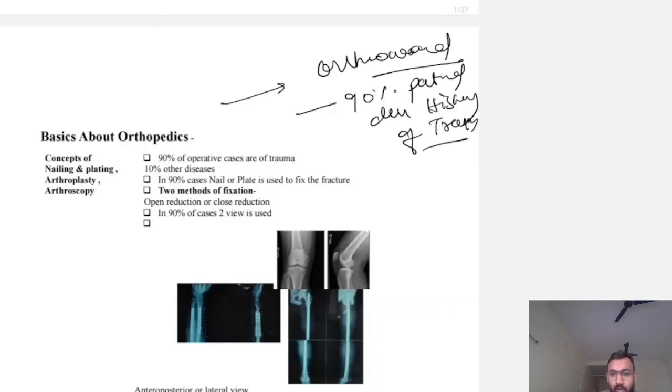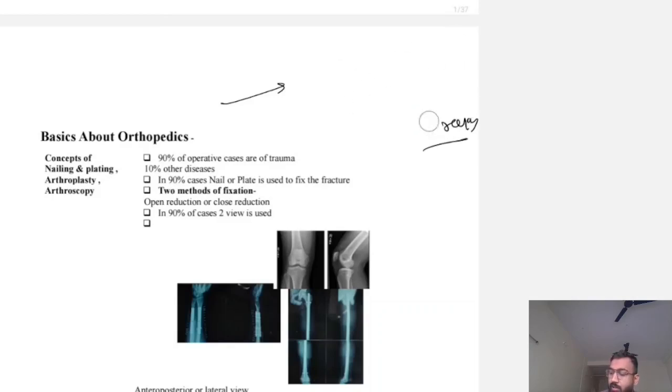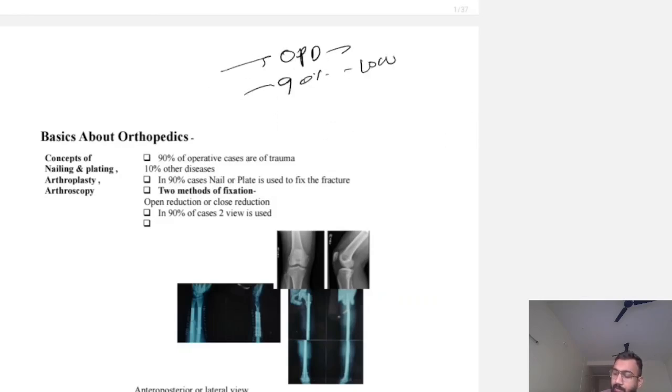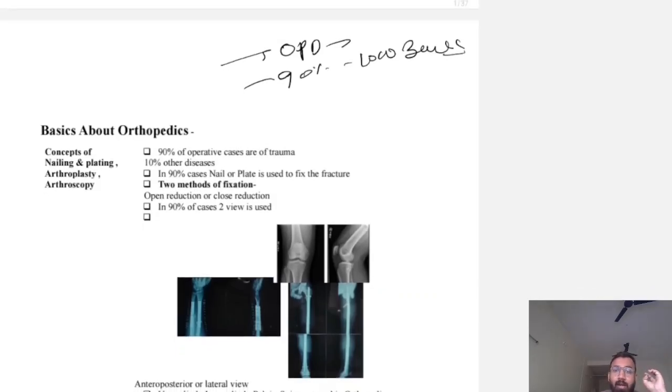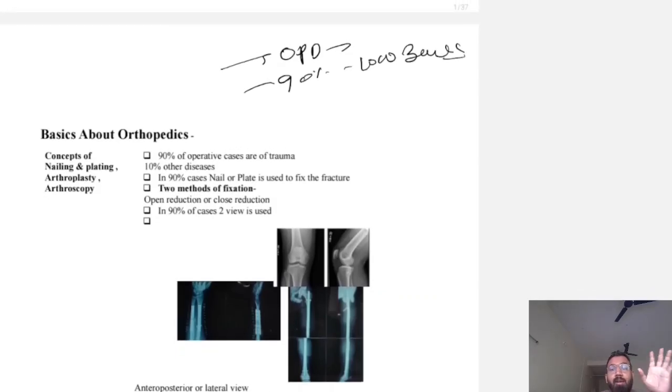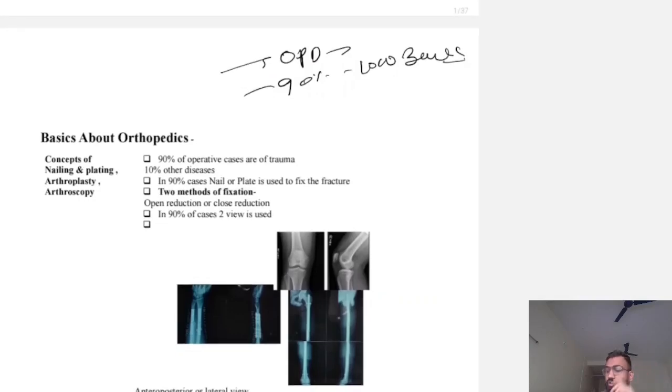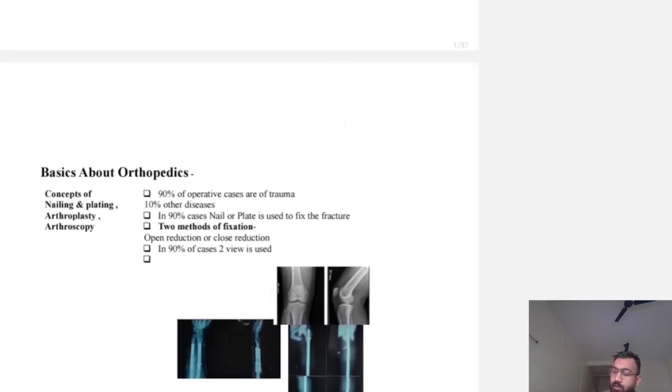90% of patients, if you go into an orthopedics ward. So what is the meaning of it? And in OPD you will find 90% of patients have low back pain. So low back pain is the most common complaint in orthopedics OPD, and history of trauma is the most common complaint in the orthopedic ward. Most patients admitted in the ortho ward are there due to a history of trauma and fracture in bone.